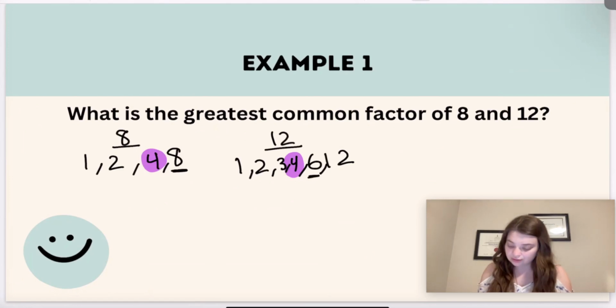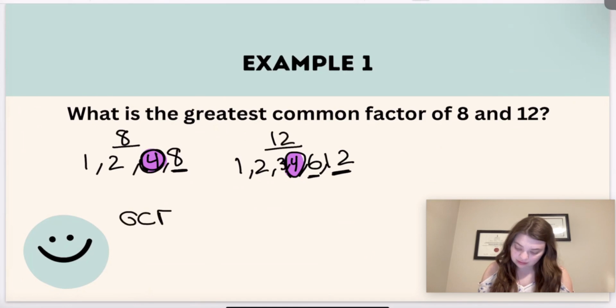6 and 12 are also greater, but they only appear on the second list, not the first one. Whereas 4 is the greatest number that appears on the list for 8 and on the list for 12. And so my answer for the GCF of 8 and 12 would be equal to 4.